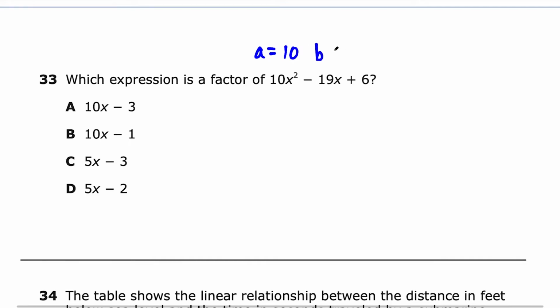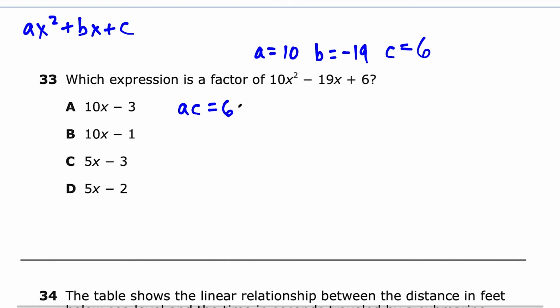So here, I'm going to identify the A, B, and C value. And what I mean by that is any quadratic could be in the form of ax squared plus bx plus c. So this is just the general form of a quadratic expression. So a, b, and c represent the coefficients. So the AC method is a nice method for factoring. And what you do is you take the product of the AC terms. So we have a is 10 times c is 6. So a times c would be 60. And then your b term is -19.